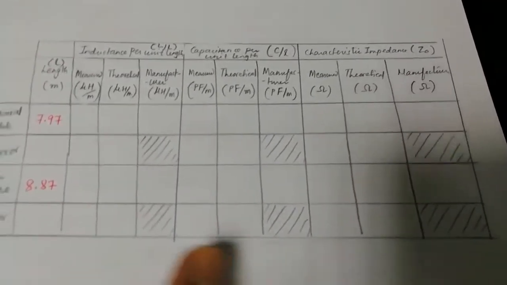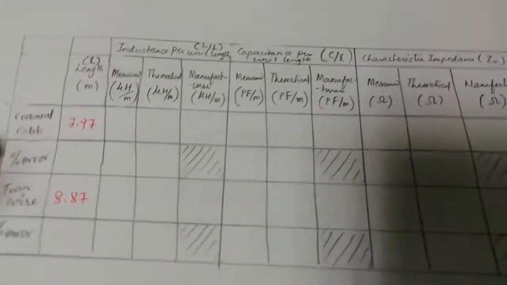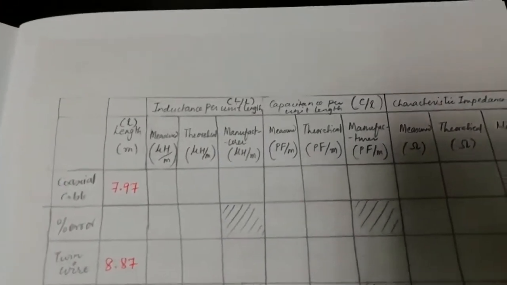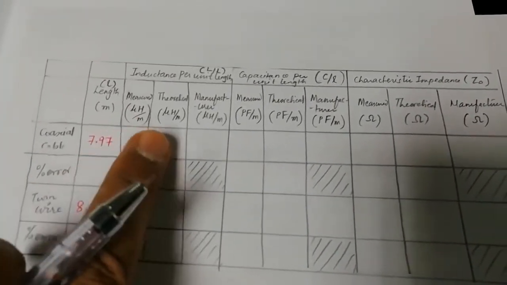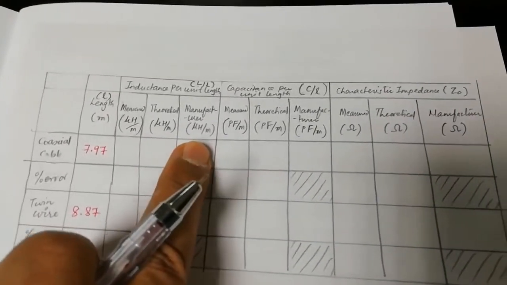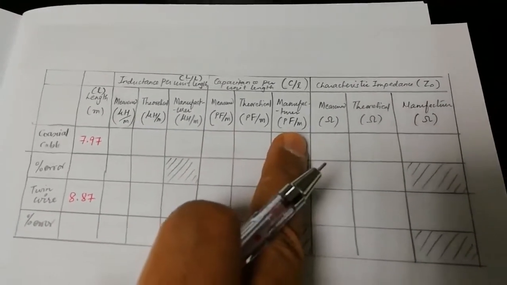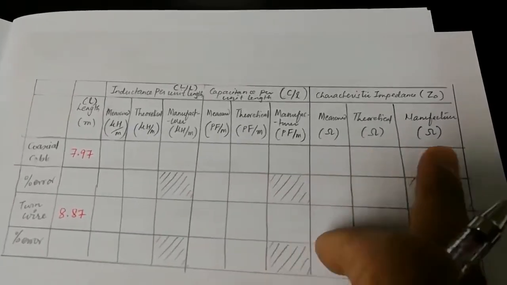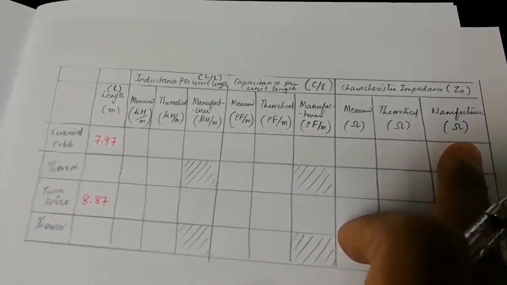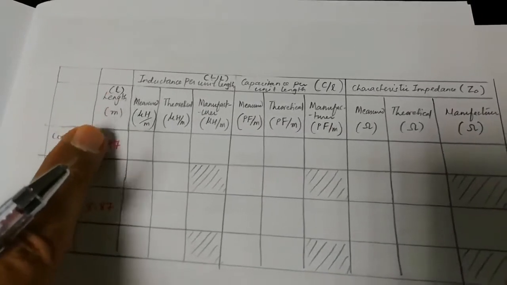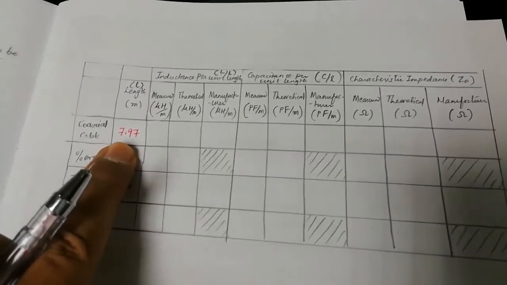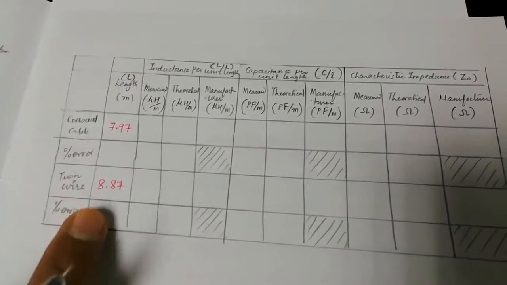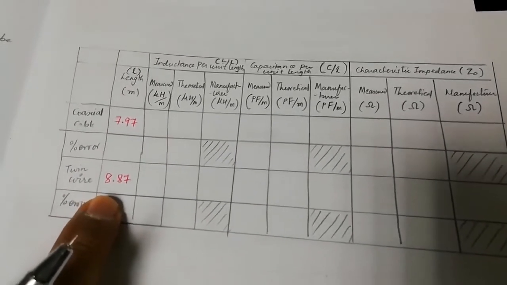So as you can see, this is the table for the coaxial cable and for the twin wire transmission line. This is the inductance, capacitance, and the characteristic impedance, and three different values: measured, theoretical, manufacturer. Okay? Now what is this? This column is called the length of my cable. Now I have already noted it down for you. For coaxial it is 7.97 meters, and for twin wire it is 8.87 meters.